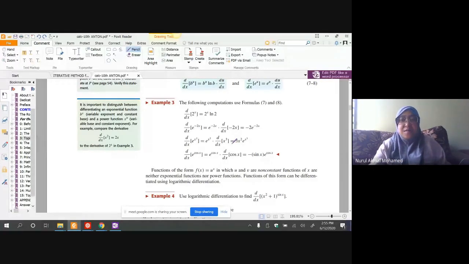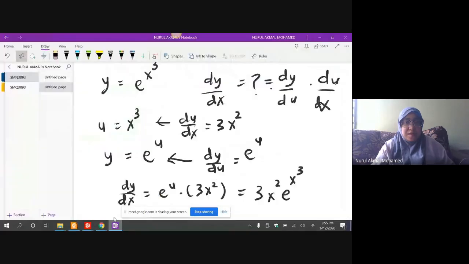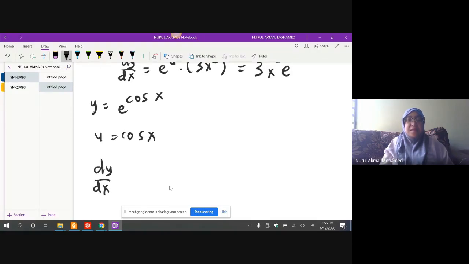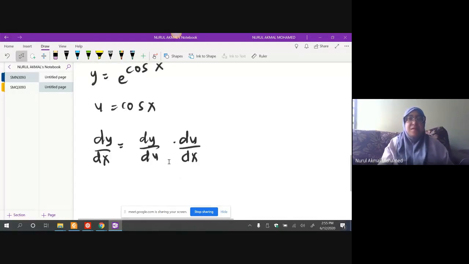Next one, e to the power of cos x. So y is equal to e to the power of cos x. Here you have u is equal to cos x. So you have dy/dx is equal to dy/du multiplied with du/dx. If your u is cos x, then du/dx will be negative sine x.